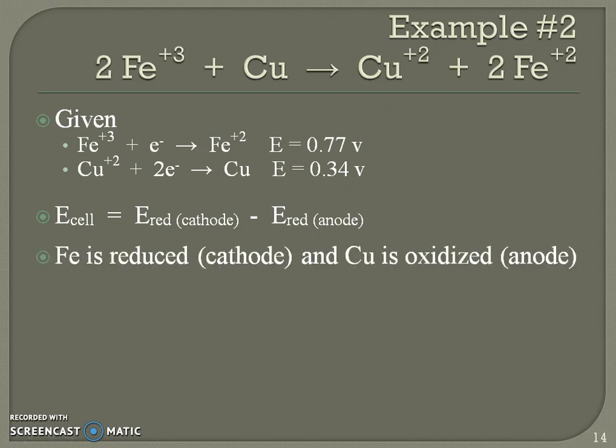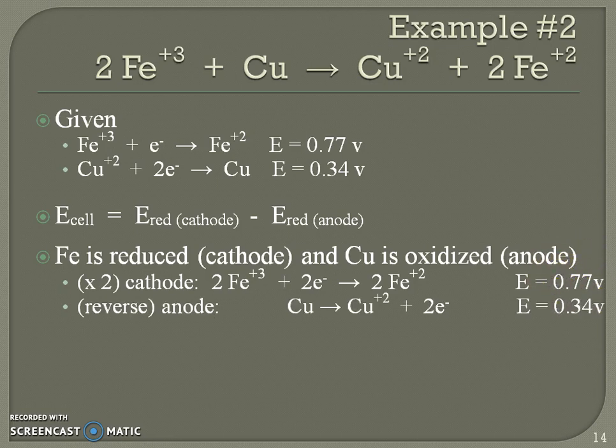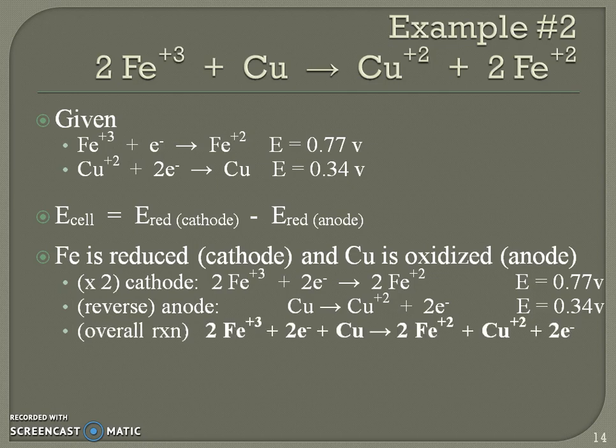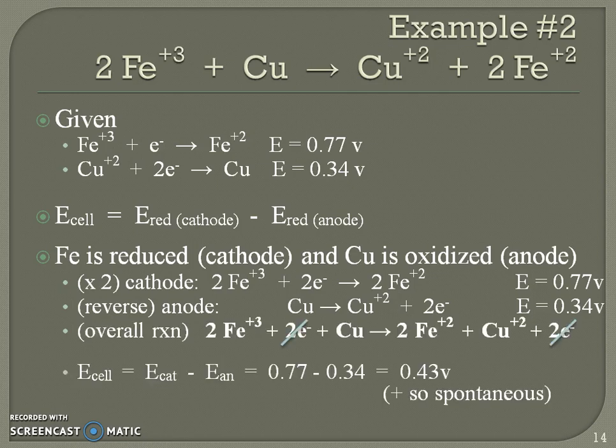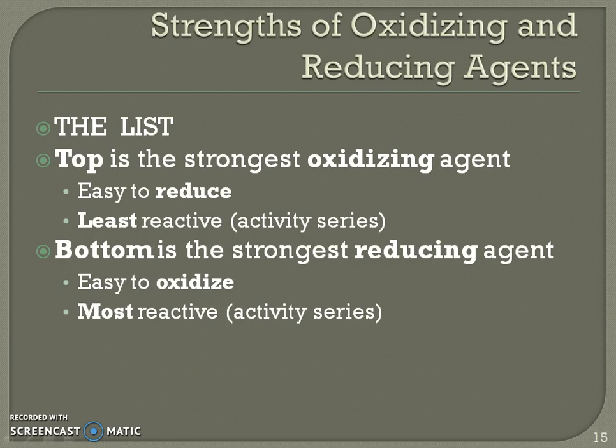Hopefully you figured that out. Hopefully you knew to multiply the iron by 2 because we need to get rid of those electrons, but the voltage stays the same. Hopefully you knew to reverse the copper again because the copper is easier to be oxidized than it is to be reduced. So again, our left side versus our right side, and we can cancel out those electrons. And now we do the math. 0.77 minus 0.34, again, a positive 0.43 volts gives us a spontaneous reaction.